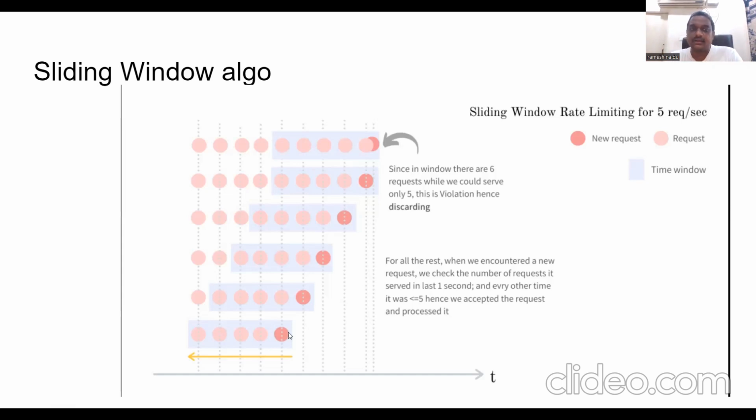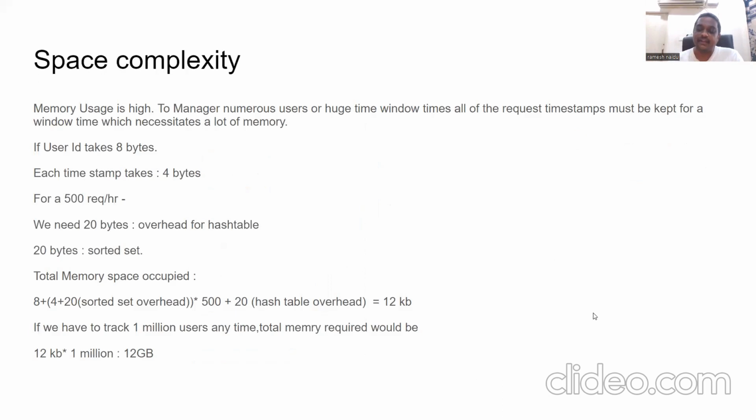Now with this, the major problem or issue we'll try to understand is the space complexity here. In the sliding window, which is not with a counter, there's no counter here, it's just a simple sliding window algorithm, the memory usage is high. We keep on storing all these entries, the timestamp of every request is being stored. So the memory usage is critically high.